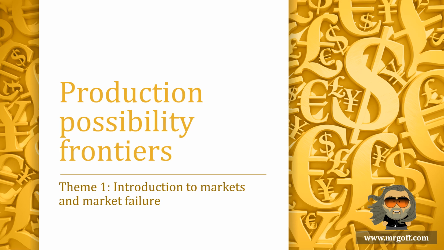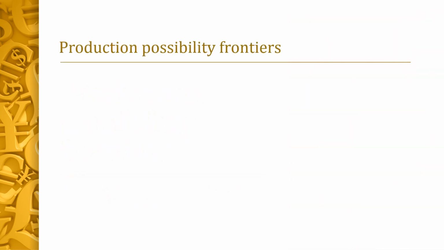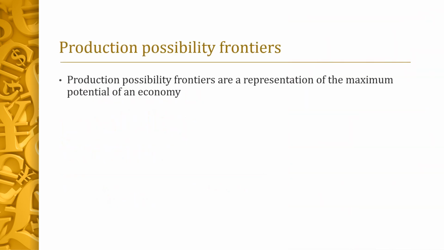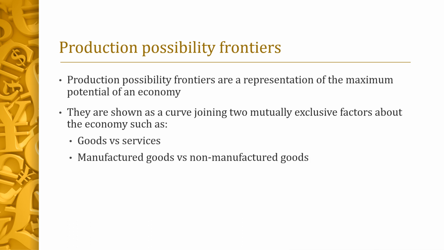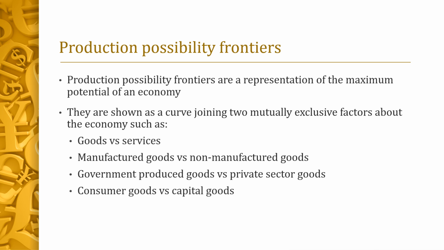This video will focus on production possibility frontiers. Production possibility frontiers are a representation of the maximum potential of an economy. They are shown as a curve joining two mutually exclusive factors about the economy, such as the number of goods produced as opposed to the number of services, the number of manufactured goods as opposed to non-manufactured goods, the number of government-produced goods as opposed to private sector goods, the number of consumer goods as opposed to capital goods.